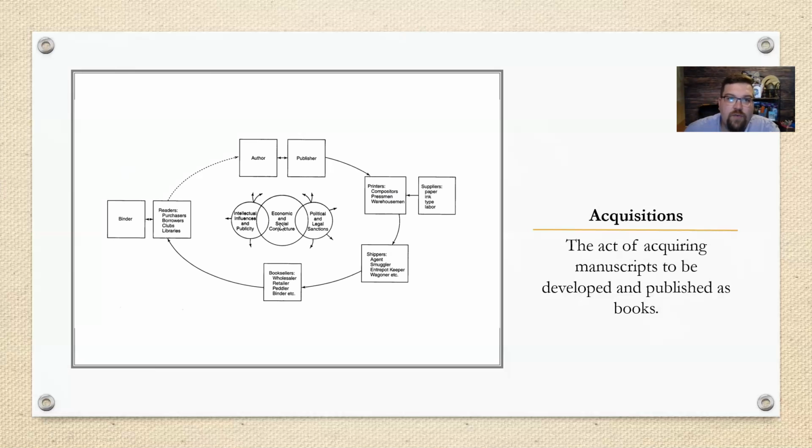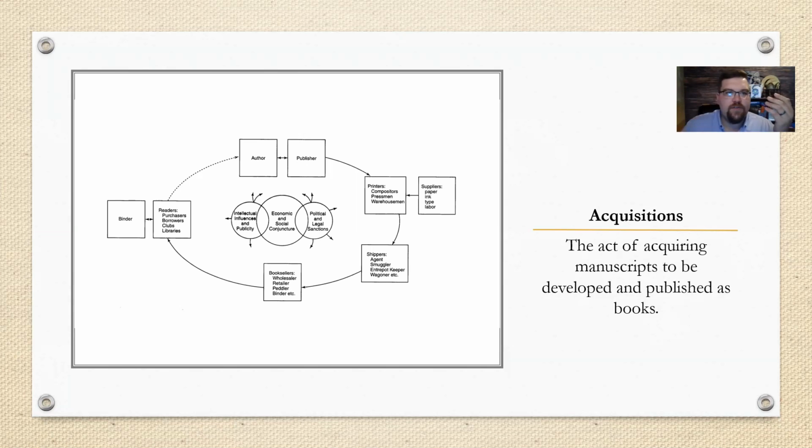But then in the center here, while they are not directly connected to any of these, intellectual influences and publicity, economic and social conjuncture, and political and legal sanctions, all of those sort of, for Darnton, influence all of these different fields in different ways.